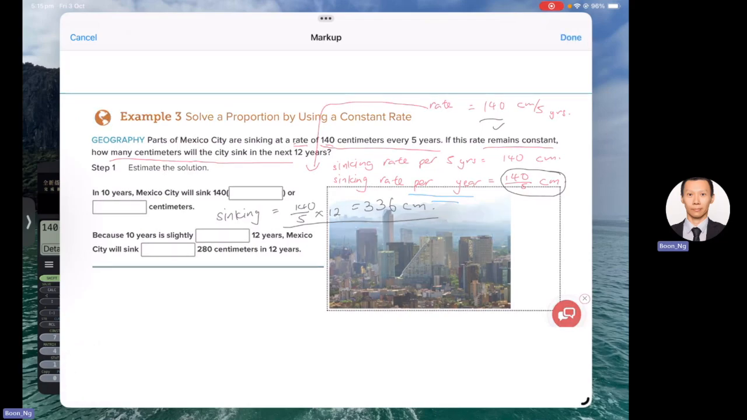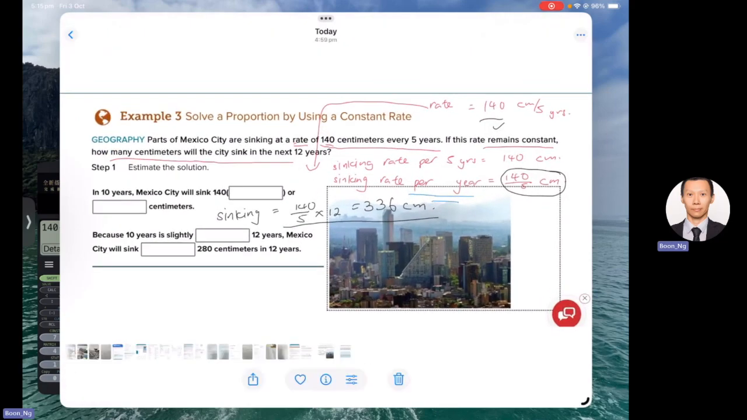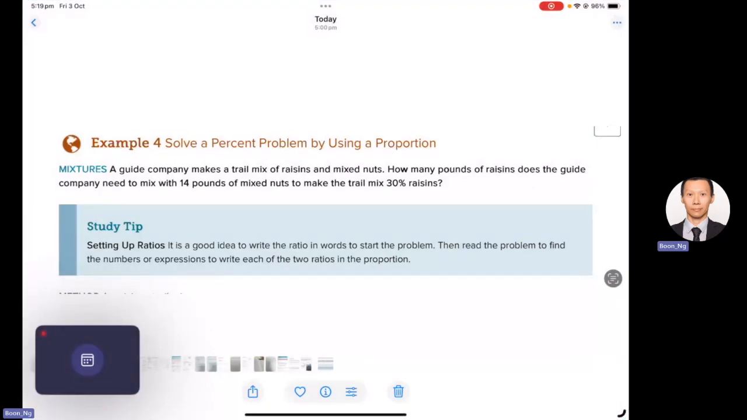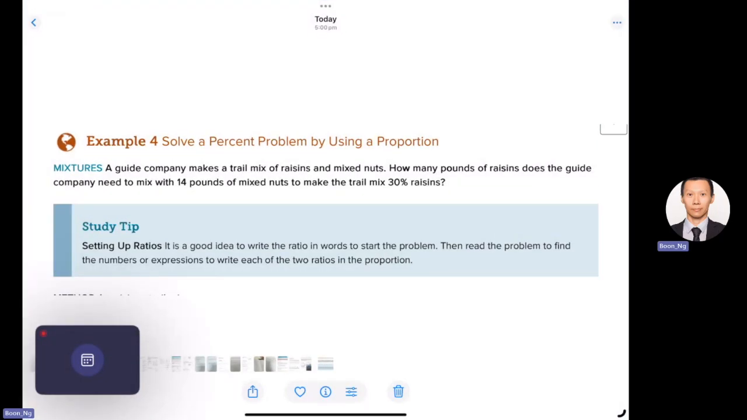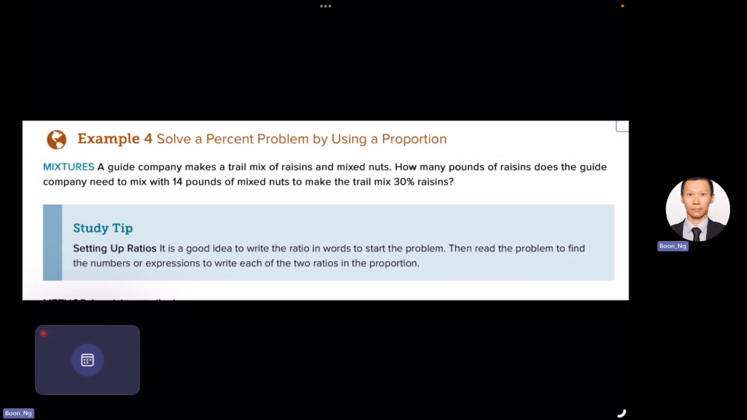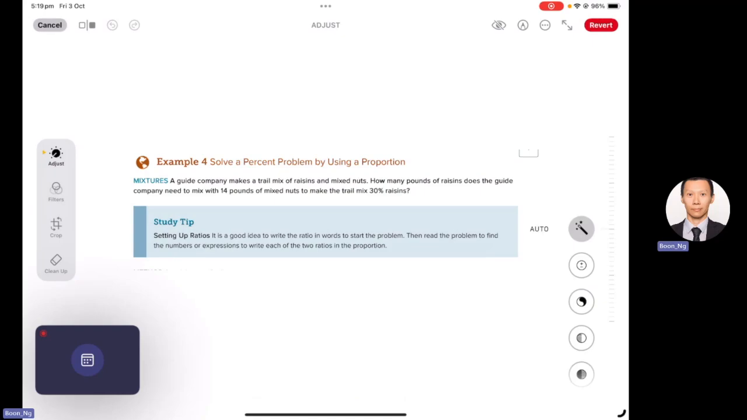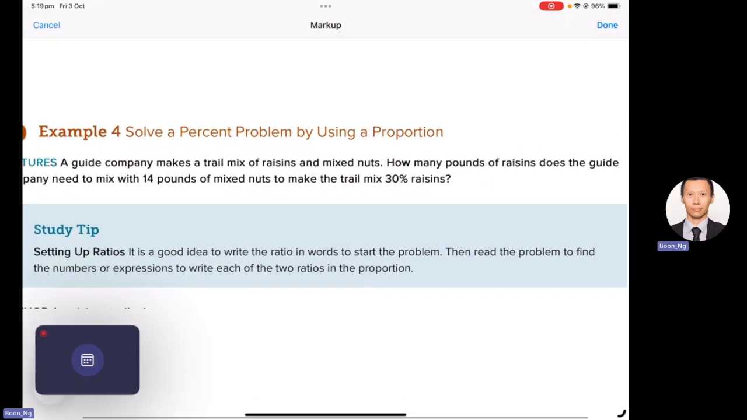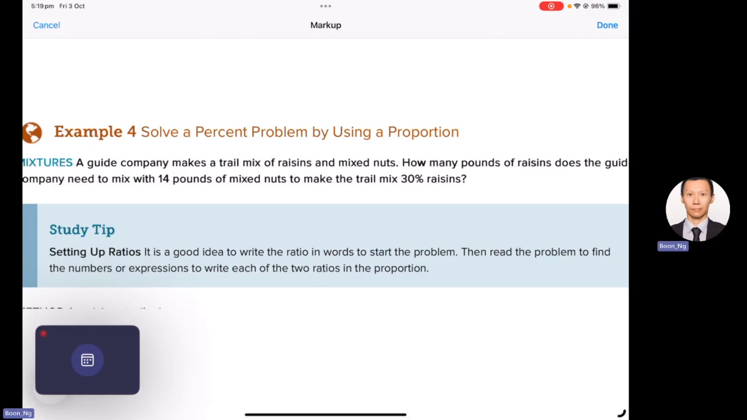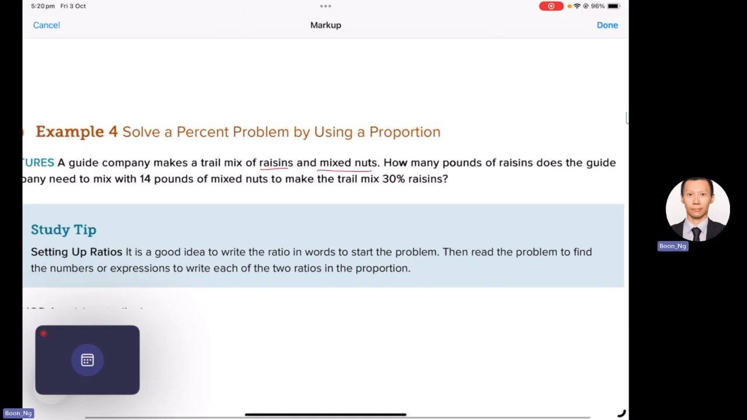All right, let's get to the final example. It's about raisins and mixed nuts. Let me turn on the editing. So you can see here, the mixture is between raisin and mixed nuts. We want to figure out how many pounds of raisin are required to mix with 14 pounds of mixed nuts to make the mixture 30% raisin.